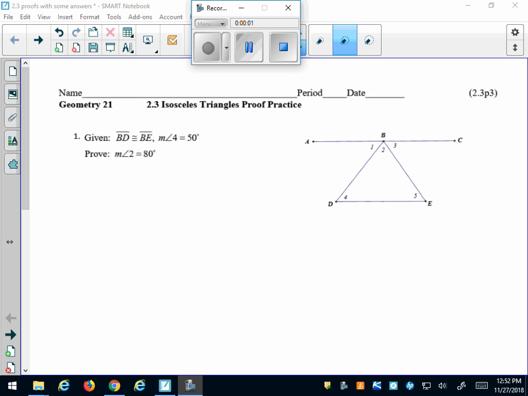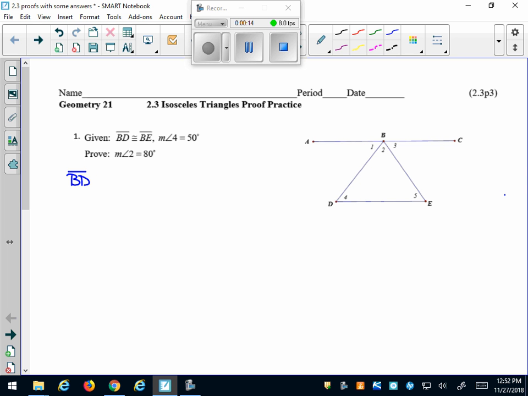So we're going to do some proofs with the isosceles triangle theorem and with the converse of the isosceles triangle theorem. So this first one, we're going to start with our givens. BD is congruent to BE. And let's mark that on our diagram. BE and BD are congruent. We're also told that the measure of angle 4 equals 50 degrees.